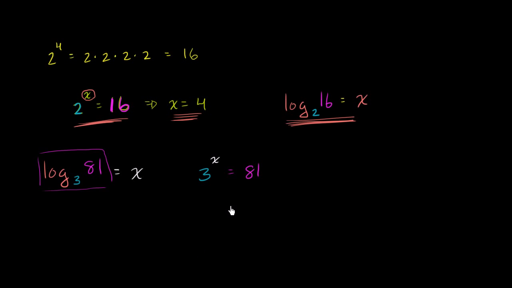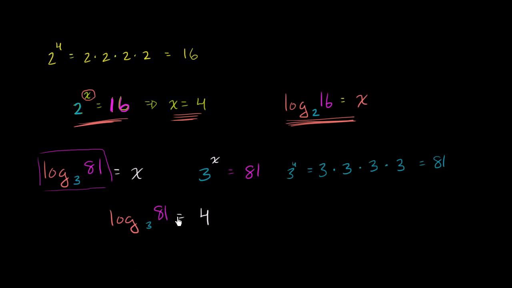Well, what power do you have to raise 3 to to get to 81? Let's experiment a little bit. So 3 to the 1st power is just 3. 3 to the 2nd power is 9. 3 to the 3rd power is 27. 3 to the 4th power, 27 times 3, is equal to 81. X is equal to 4. So we could say log base 3 of 81 is equal to 4.